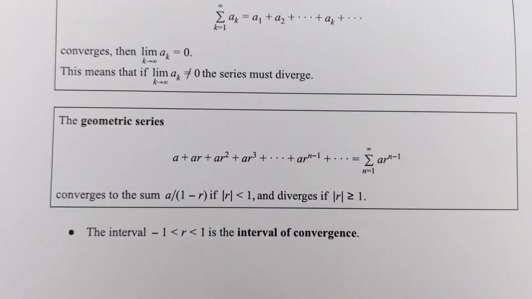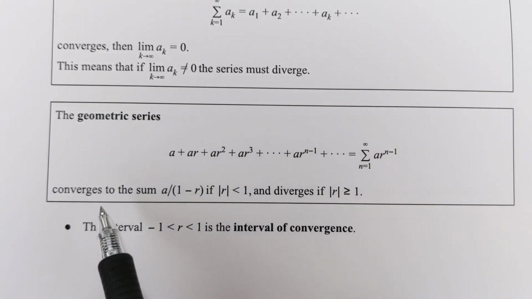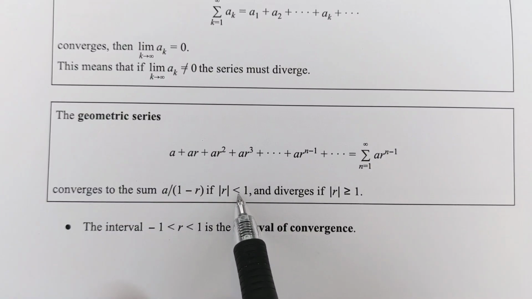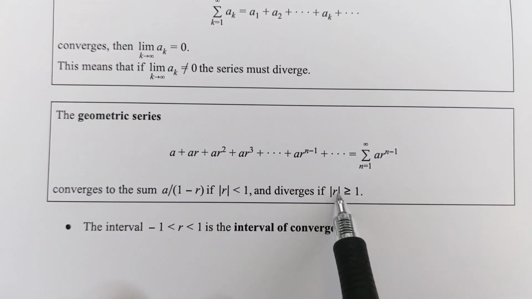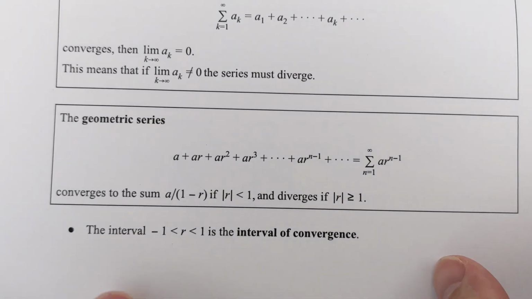The geometric series, a plus ar plus ar squared, given by this formula, converges to the sum a over 1 minus r if the absolute value of r is less than 1, and diverges if the absolute value of r is greater than or equal to 1. The interval from -1 to +1 is referred to as the interval of convergence.